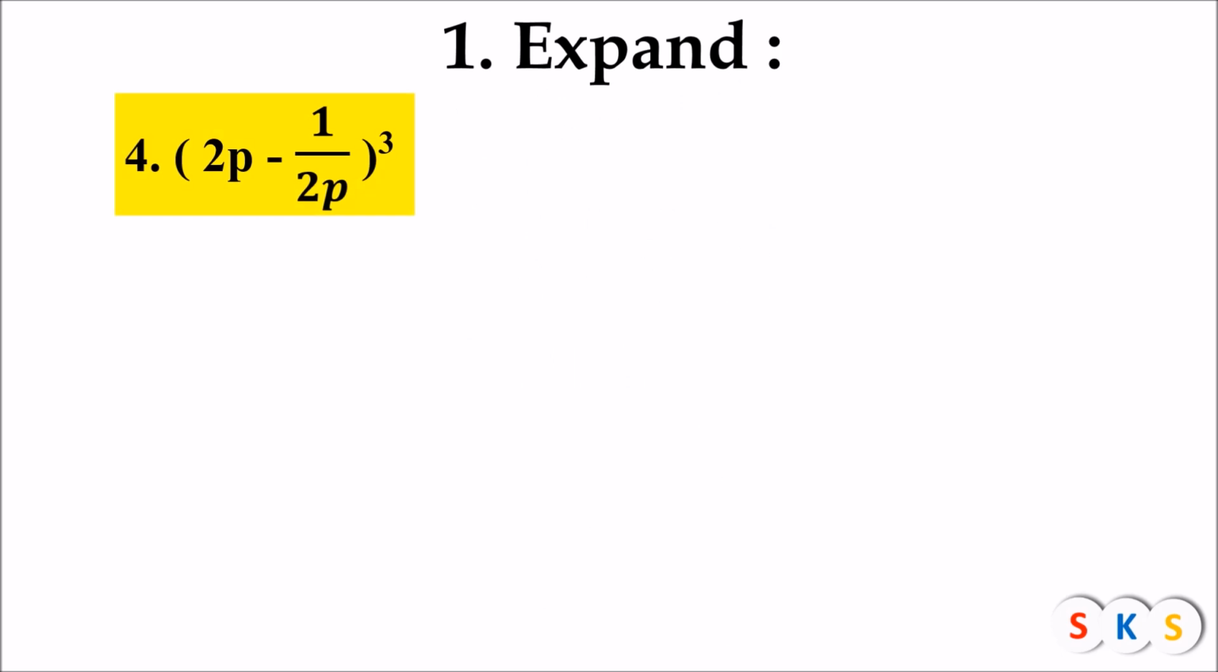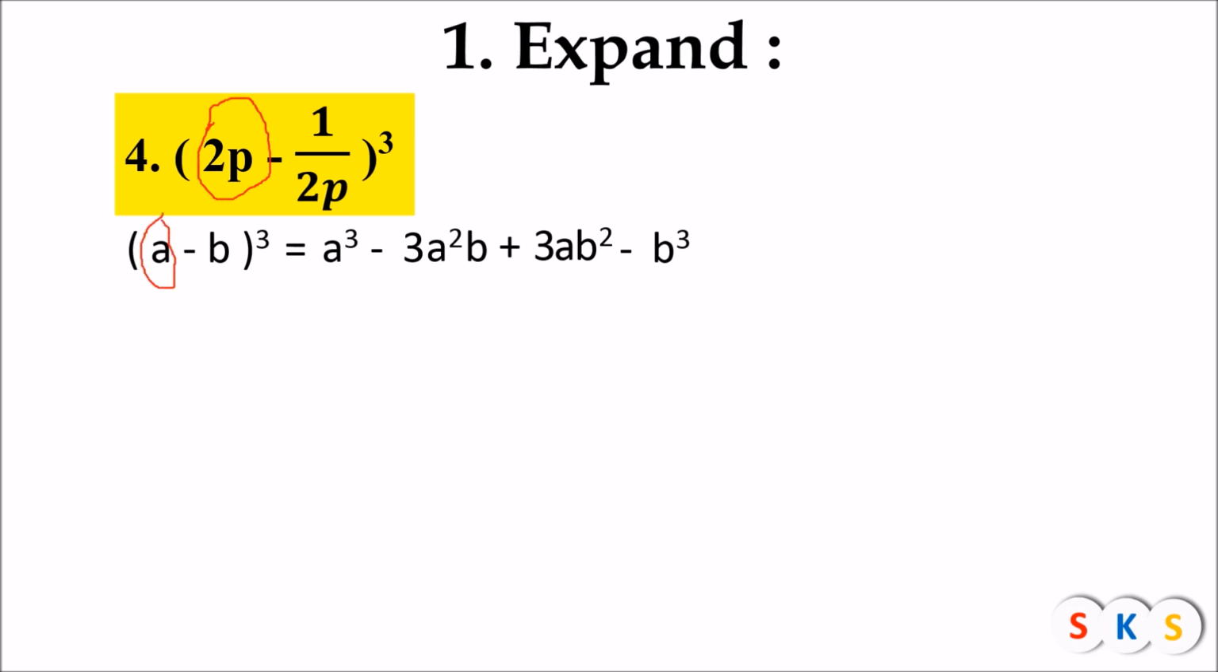Now here we have question number 4, 2p minus 1 upon 2p the whole cube. It is in the form of a minus b the whole cube. So we will use the same formula to simplify this. That is a minus b the whole cube equals a cube minus 3a square b plus 3ab square minus b raised to 3. So here the first term is 2p, that is a, and the second term is 1 upon 2p, that would be b.